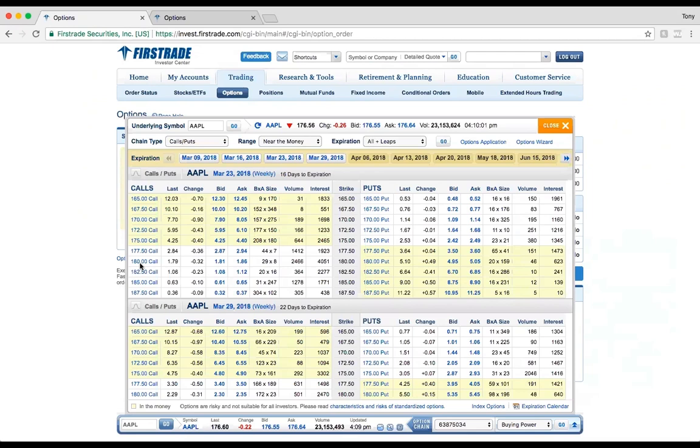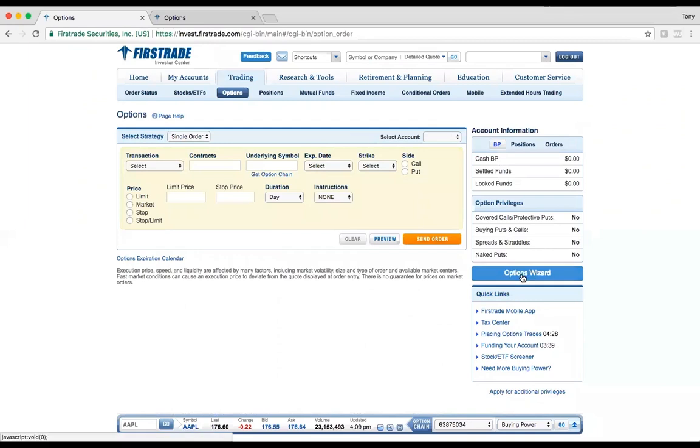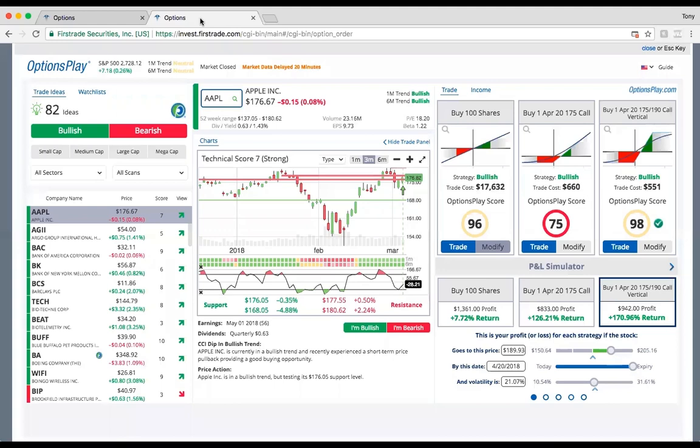So what I want to do is show you the tool that helps solve a lot of these things. There's a tool called the Options Wizard, which you can access under the Options Trading tab, and you'll see this button here on the right that says Options Wizard. When you click on that, it will introduce you to this page that you see here on the right-hand side. This is the Options Play tool that's available to you free of charge through your Firstrade account. I highly recommend, for those of you currently trading options, that you take a look at this because it's going to make your life a lot easier compared to using the chains, okay?